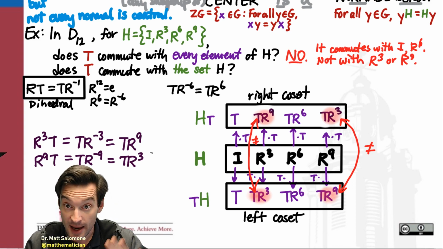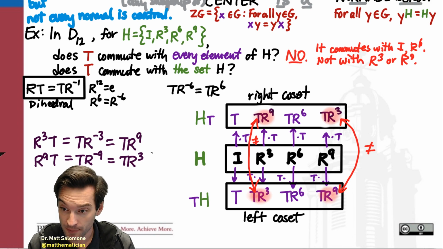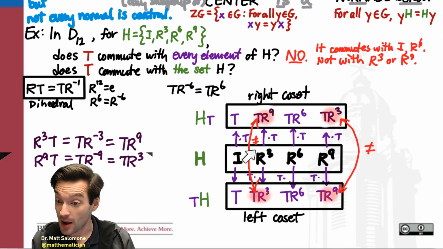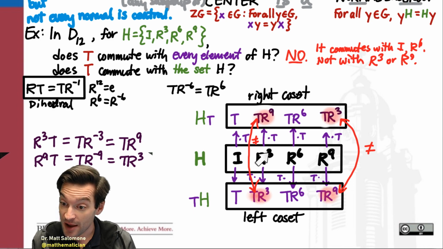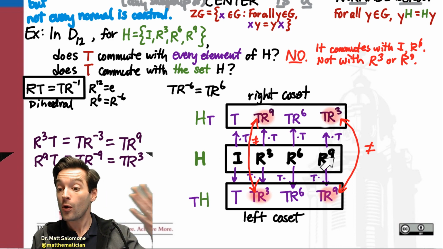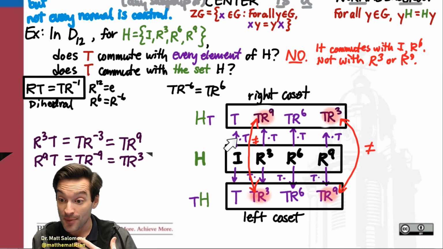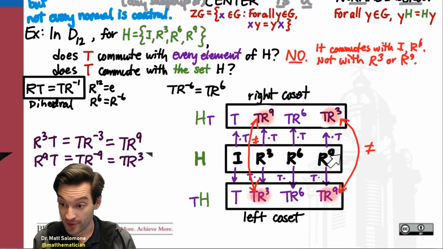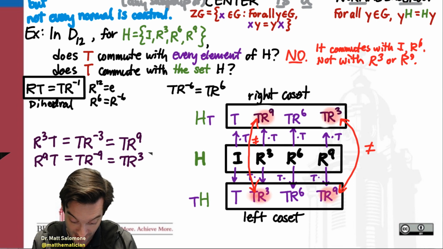And so that's really asking an element-by-element commuting question. But it's a different question if I ask whether t commutes with the whole set. The difference is, in the first problem, I'm asking, do I get the same element every time I multiply one of the elements of H on the left or on the right by t? That answer is no, because of this disagreement and that disagreement. But when I zoom out and look at the whole set H, do I get the same set of elements when I multiply all the elements of H on the left by t as I do when I multiply all the elements of H on the right by t? And that answer is yes.